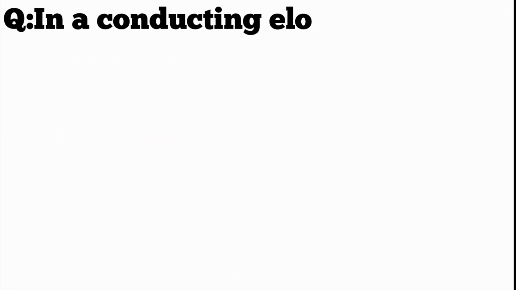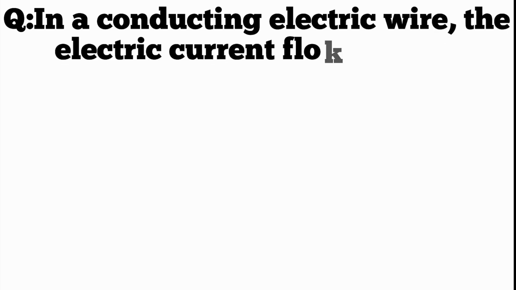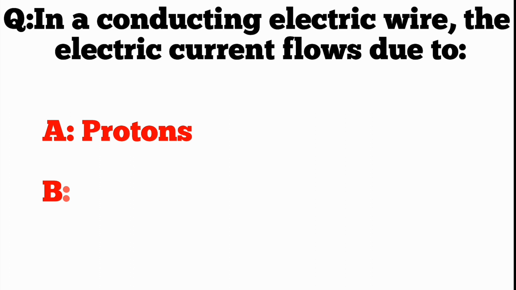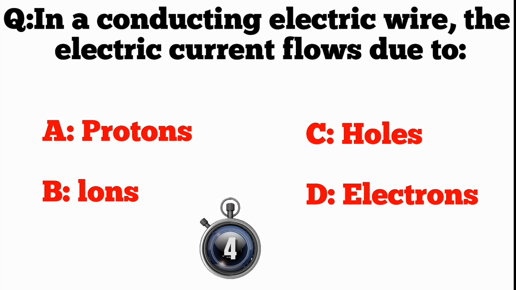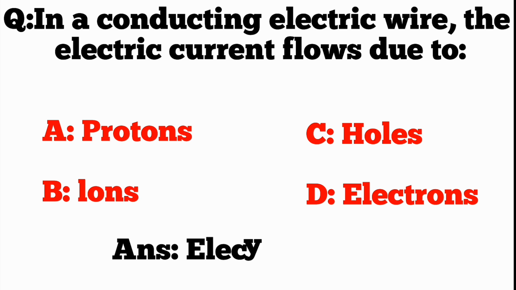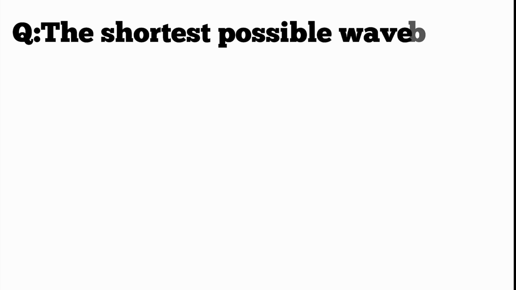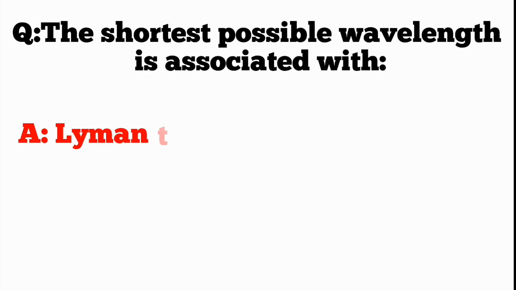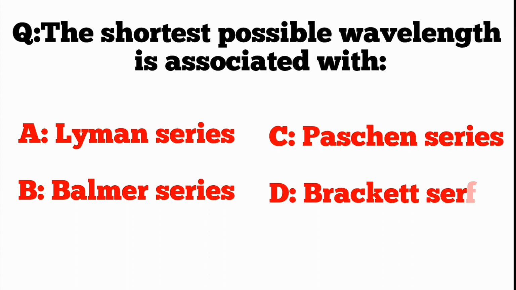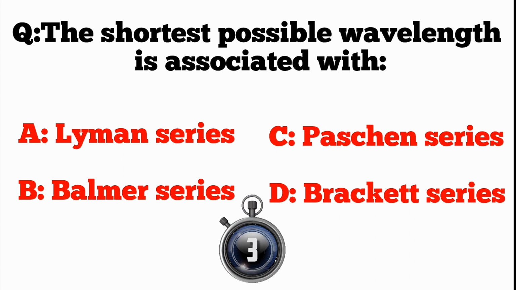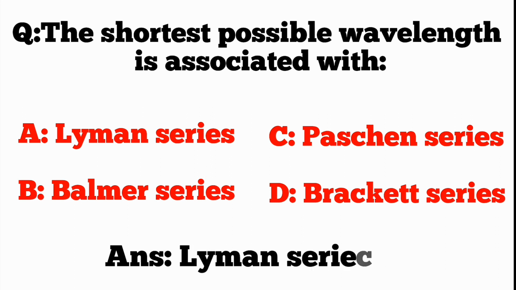Q. In a conducting electric wire, the electric current flows due to: A. Protons. B. Ions. C. Holes. D. Electrons. Answer: Electrons. Q. The shortest possible wavelength is associated with: A. Lyman series. B. Balmer series. C. Paschen series. D. Brackett series. Answer: Lyman series.